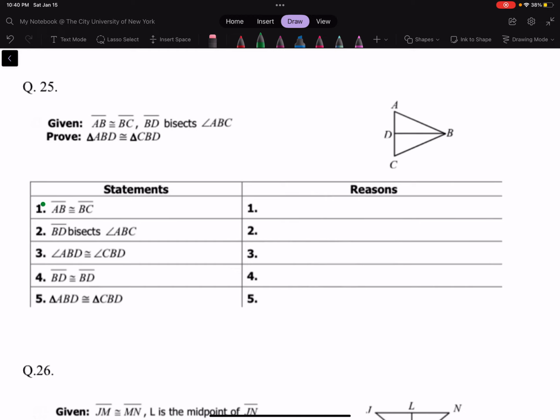So first you see AB is congruent to BC. So AB is congruent to BC. That's given. So you write given. And then BD bisects angle ABC. BD bisects ABC, which means this angle is congruent to this angle. That's also given. Now, angle ABD is congruent to angle CBD.